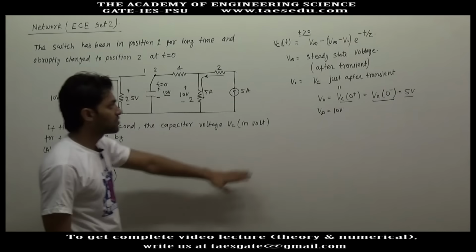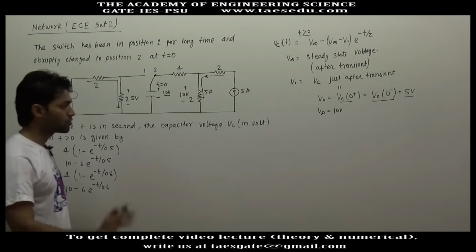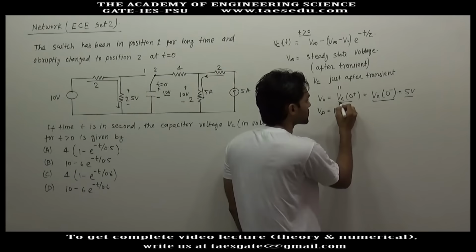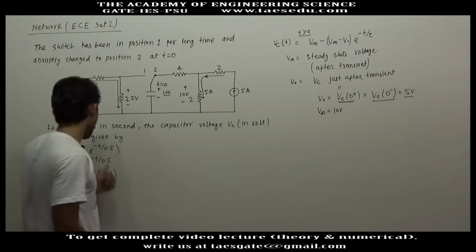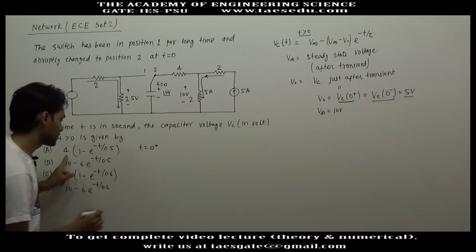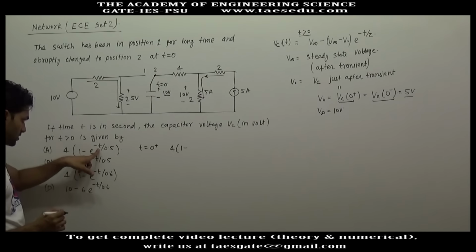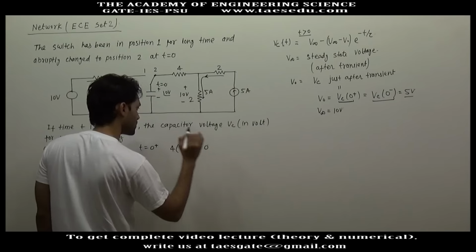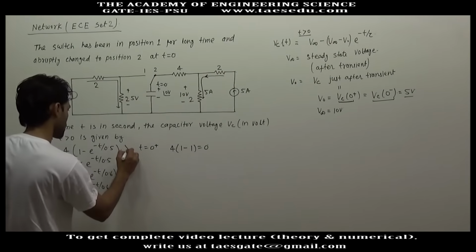Now even before finding out the complete expression, you can start checking the options. Right after the transient, at t equal to 0 plus, the capacitor voltage has to be 5 volt. When you put t equal to 0 plus, this expression will give you 4 into 1 minus, if you put t tends to 0 here, you will get 0 volt. This will be 1 minus 1, this is 0. But right after the transient, the capacitor voltage is 5 volt, so this option is wrong.